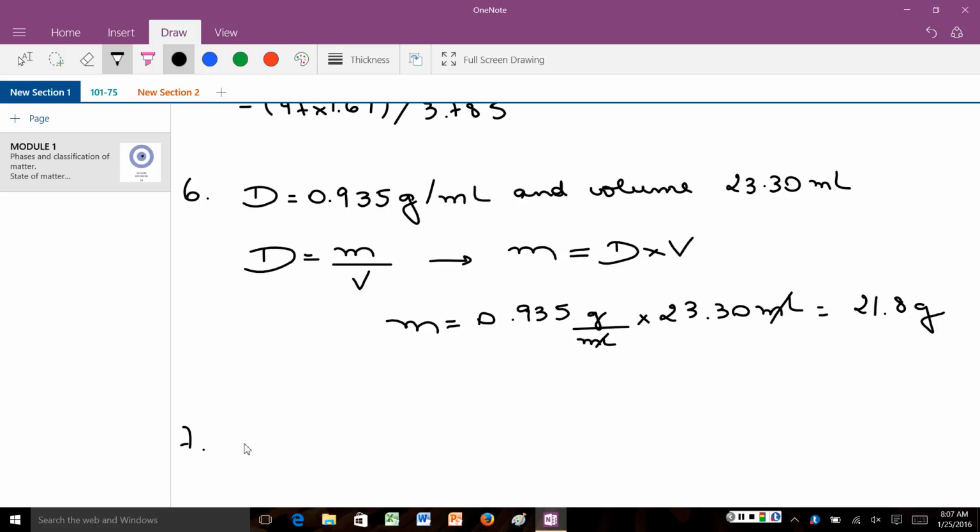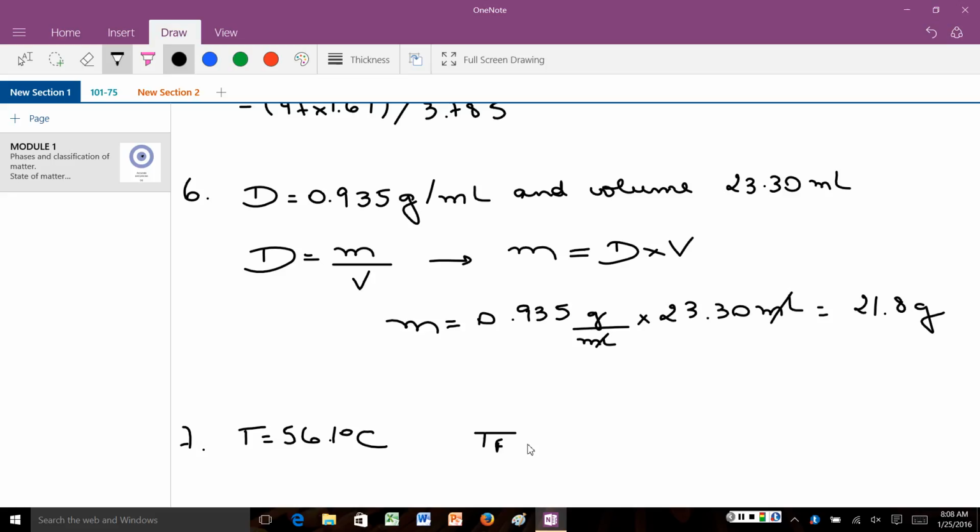Calculate the boiling point of acetone in degrees Fahrenheit. Acetone is used as a solvent, and the boiling point in degrees Celsius is 56.1. So the temperature in Celsius is 56.1 degrees Celsius. To convert to Fahrenheit, the formula is given.